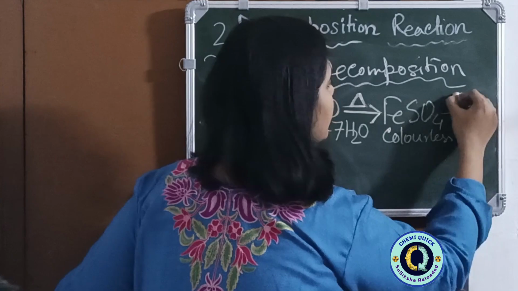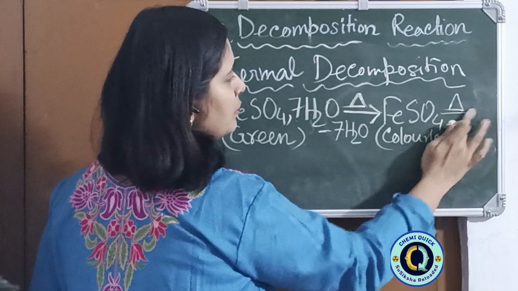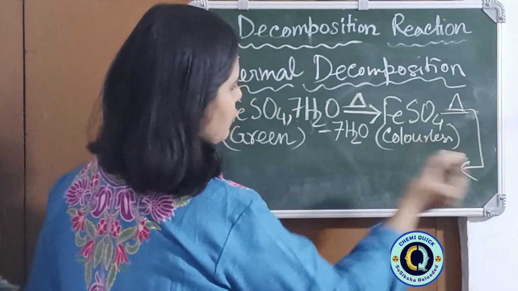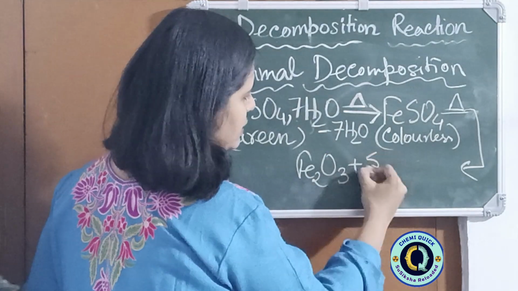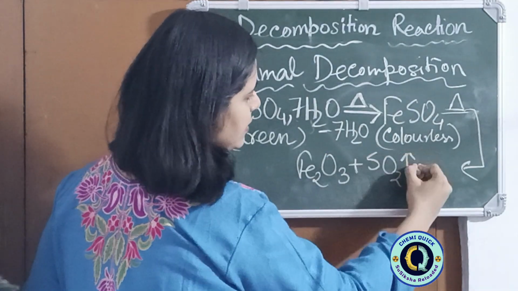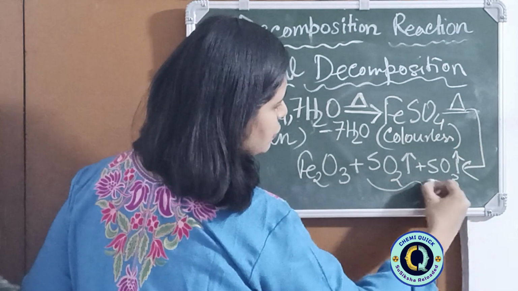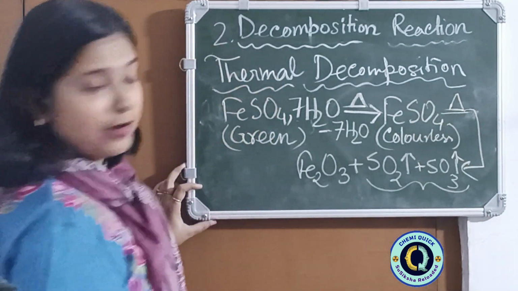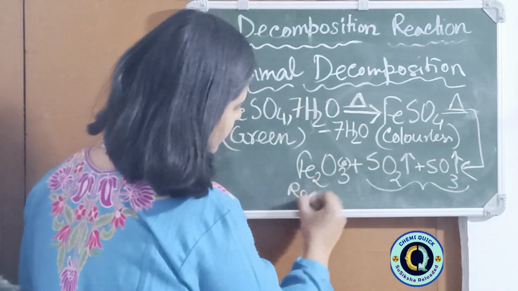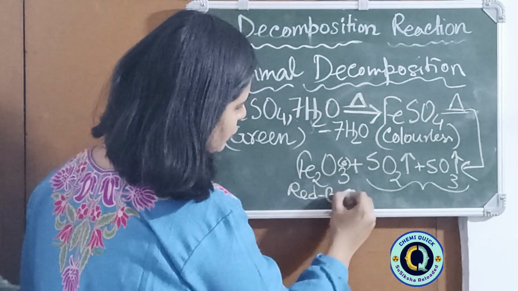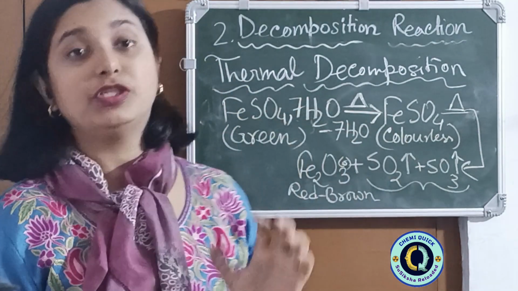Then further heating is continuing and quickly from green to colorless to brown it will become. So what will it become? Fe2O3 plus SO2, which is a gas, plus SO3, another gas. So these two are a gaseous mixture, whereas this one is solid. So Fe2O3 is a reddish brown solid. So this is a very, very important question.